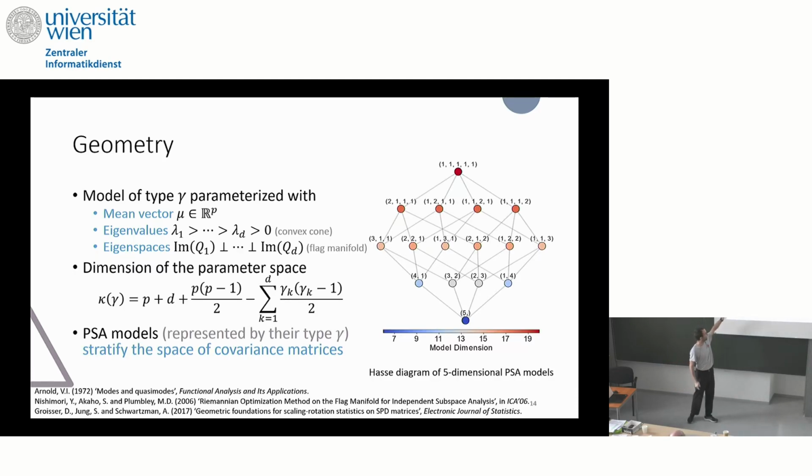And last but not least, principal subspace analysis models are represented by their type. They describe a stratification of the space of covariance matrices by the multiplicity of the eigenvalues. So this can be represented by a Hasse diagram. On the top node, we have the most complex model, the model of type 11111. So all the eigenvalues are assumed to be distinct. This is good if we have an infinite number of samples, since we can perfectly estimate all the parameters of the eigenvectors and the eigenvalues of the covariance matrix.